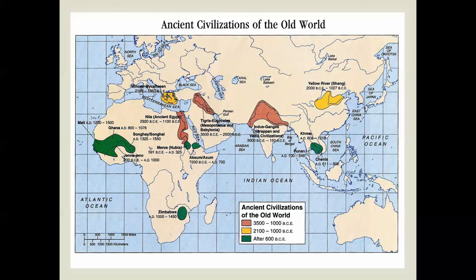The traditional term is BC, or before Christ. In any case, the numbering is the same. So from 3500 to 1000 BCE, you had civilizations in Mesopotamia, the Nile River Valley, and the Indus-Ganges river regions that were flourishing at the same time. And not long after, from 2100 to 1000 BCE, Yellow River civilization and the beginnings of Greek civilization.